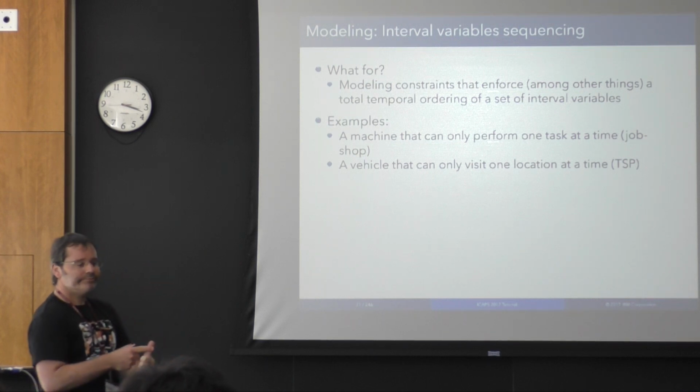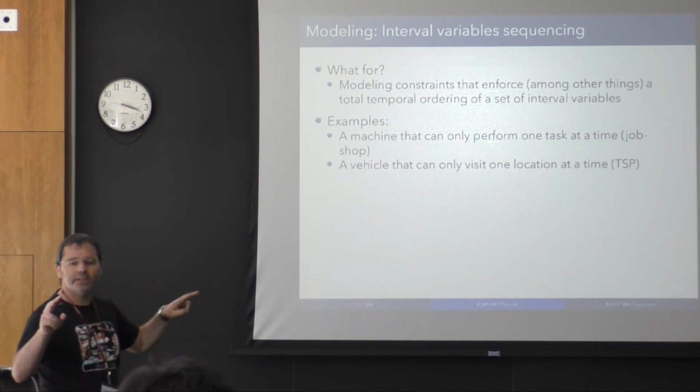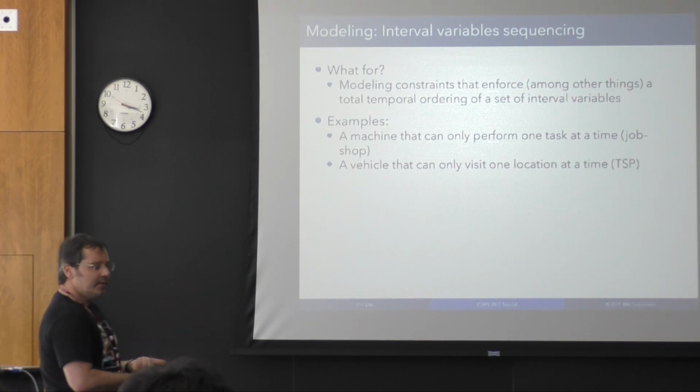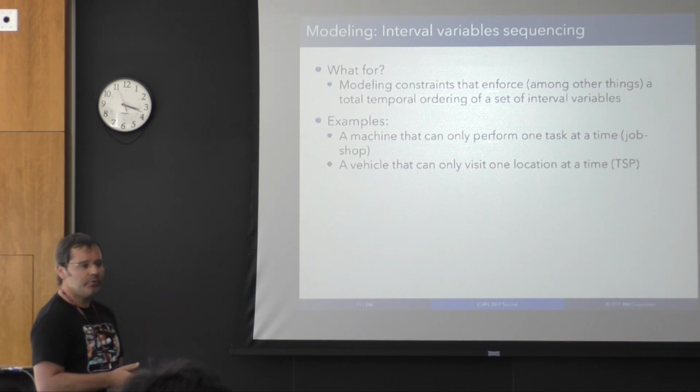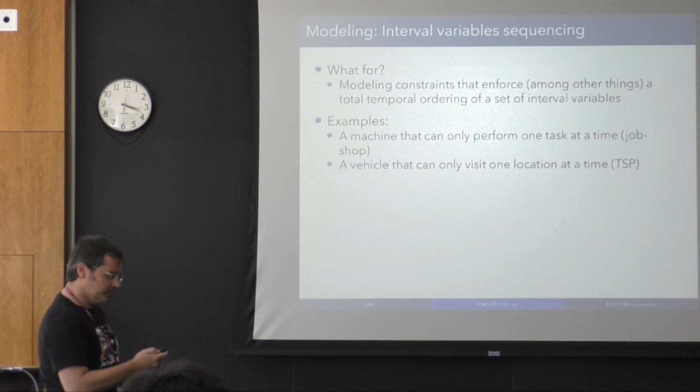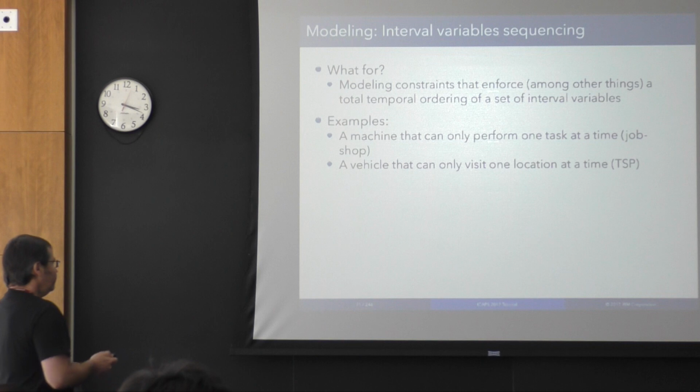One is about interval variable sequencing. It means that it's kind of unary resources, you can understand it as this. Then there is the notion of cumul function for cumulative resources, and the notion of state functions for functions whose state changes over time.